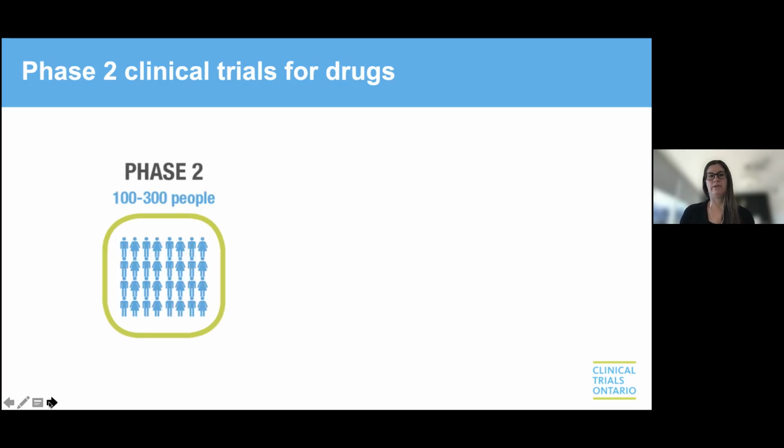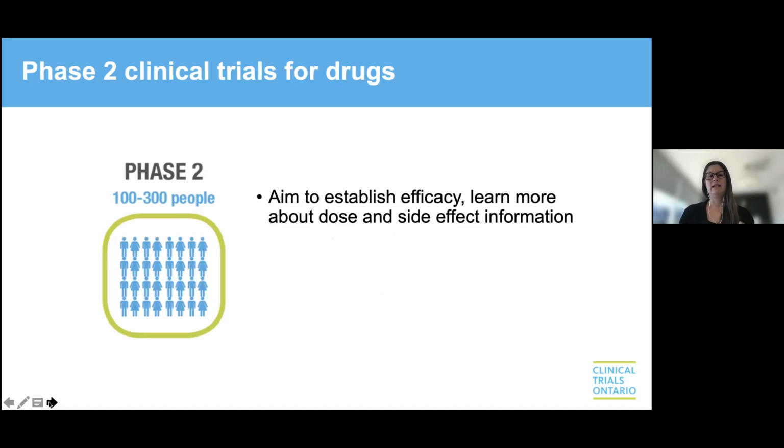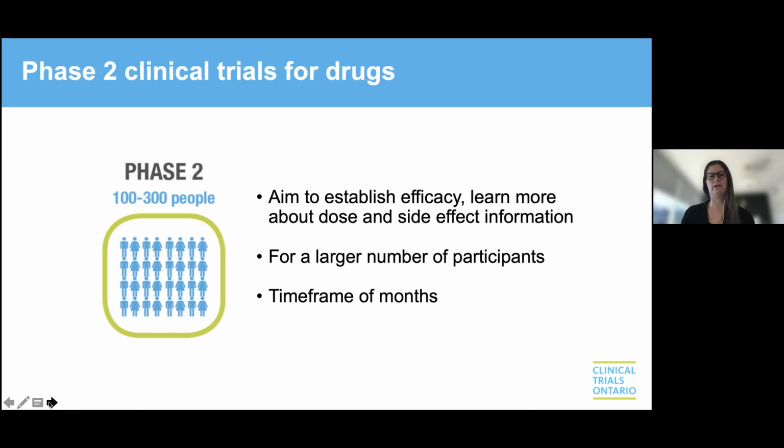If we look at phase 2 studies for drugs, now we've established that this is safe via phase 1 studies. We look at the drug in a larger population, and it's usually in the population for which the drug is supposed to have an effect. So here we're looking, does the drug do what it's supposed to do, or is it efficacious? And we continue to learn about dose, and we're always monitoring side effects throughout all of the phases of clinical trials. Larger number of participants, as mentioned, and usually the time frame is going to be longer as well.